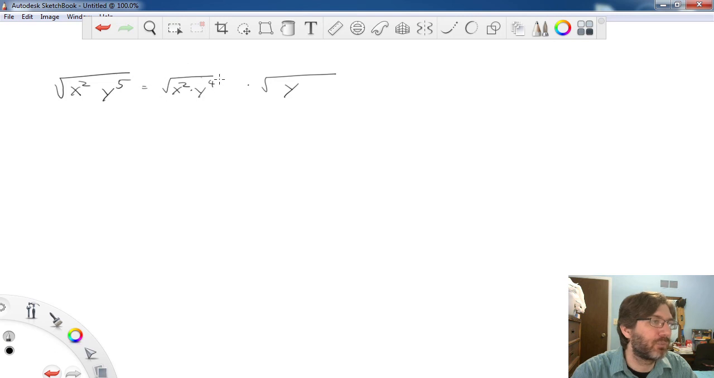Over here you can simplify it. I'll do it below. So the square root of x squared is x, and the square root of y to the 4th is y to the 2nd. And then you just tack on your square root of y. So this here would be your answer.